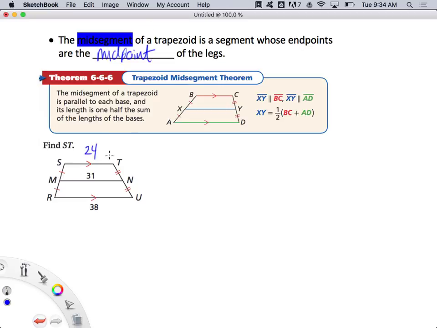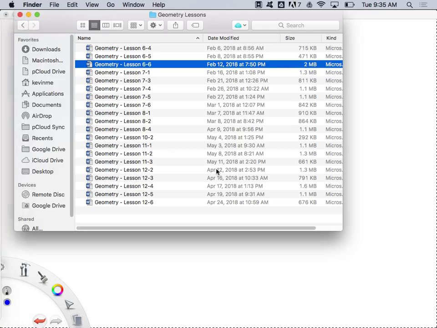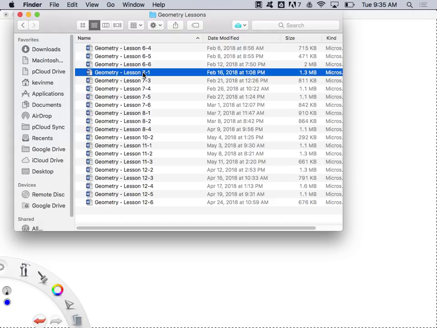You see? But what if I had those two sides and not the middle one? Well, then I would just do 24 plus 38 over 2. I'd get the average, and I'd get that that's 31. Does that make sense? So if they give you the middle, then you just find the difference, and you go one more step. If they don't give you the middle, you just take the average. And that's how you get it. Any questions? All right. So that's the end of 6.6.